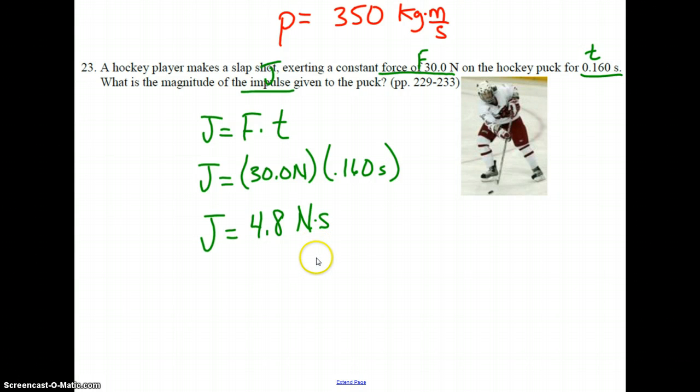There's your introduction to momentum, impulse, and the impulse momentum theorem. Much more to come as we'll tackle questions 24 and 25 in class tomorrow.